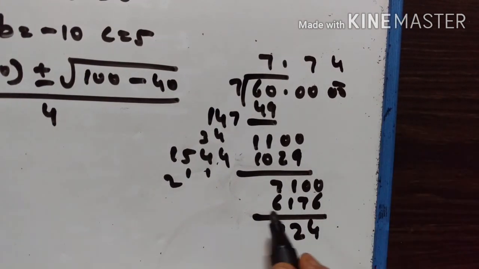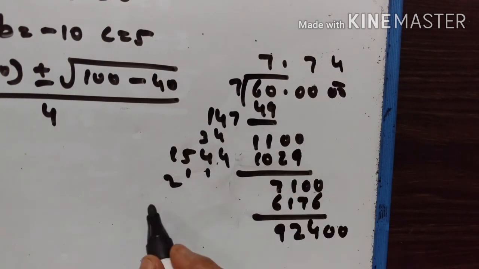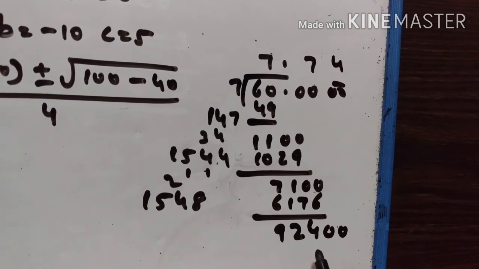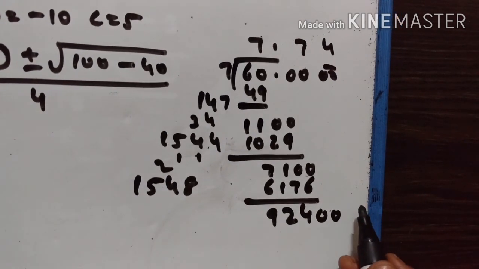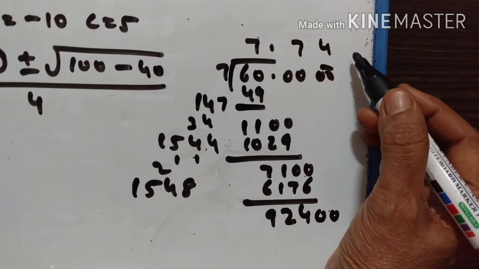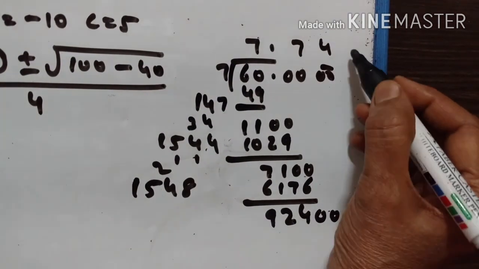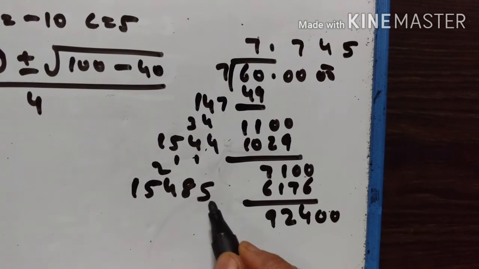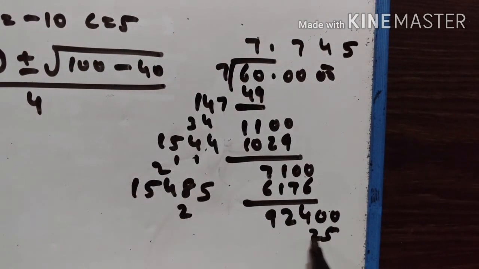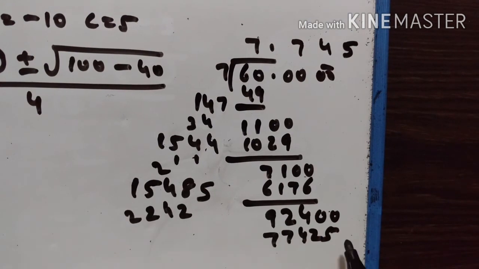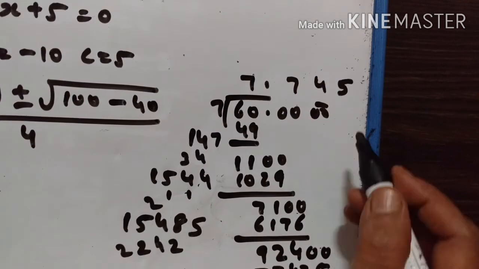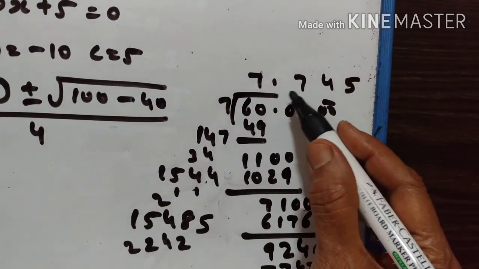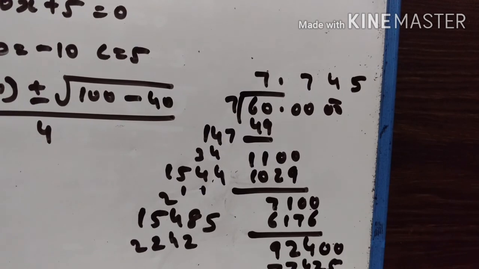So let us take another pair. 1544 plus 4, 1548. Let us see whether the next number is 5 or more than 5. Let us try 5. Yes, 5 or more than 5. So we can make it 7.75, correct to 2 decimal places. So 7.75.